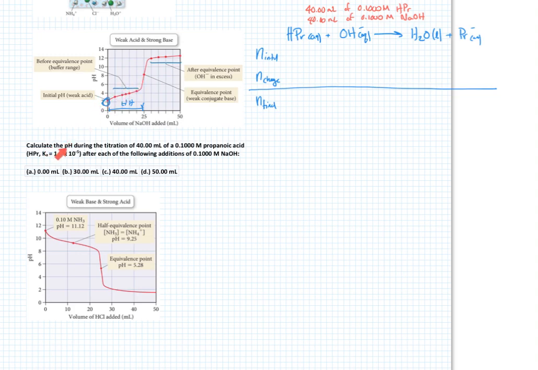So here's our example problem. Calculate the pH during the titration of 40 mL of a 0.1 molar propanoic acid, HPr is the shorthand for it. We have a Ka value after each of the following additions of 0.1 molar sodium hydroxide. So we did 0 milliliters. Remember, that's just a rehash of the last chapter. We also did 30 milliliters. If you have not watched the prior video, I recommend you do that before you try tackling this one.